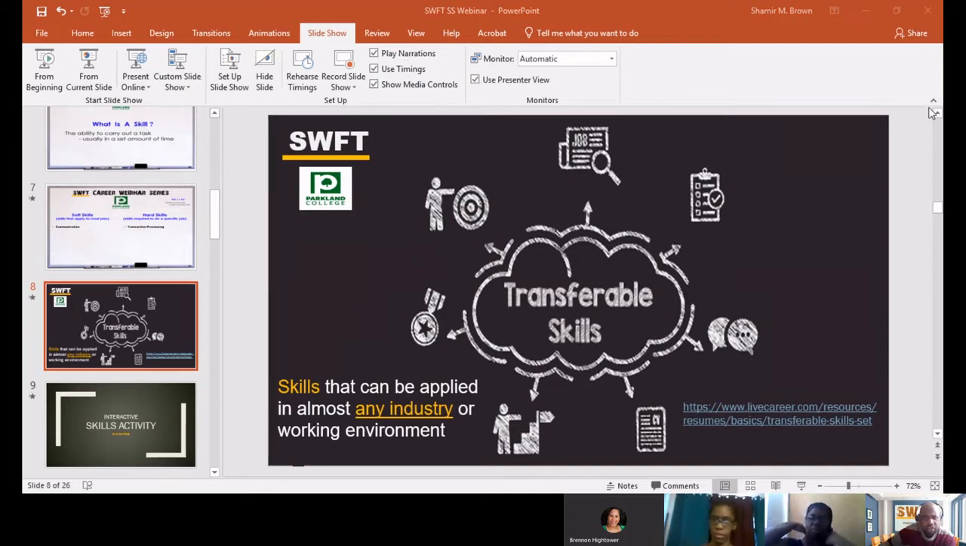And please let me know if you are able to see the screen properly. Yes. Okay. No problem. And I'll post these links in the chat while you all are doing the activity here shortly. But this is just a decent website where you can go, and there are others. So don't feel confined to this one if you ever want to take a look at what a transferable skill is.